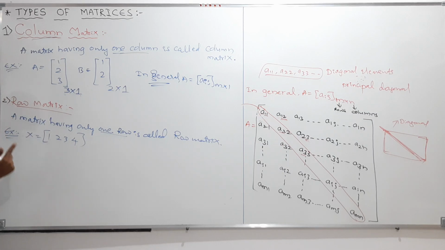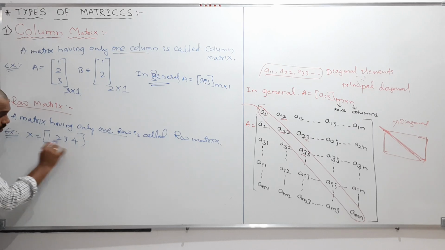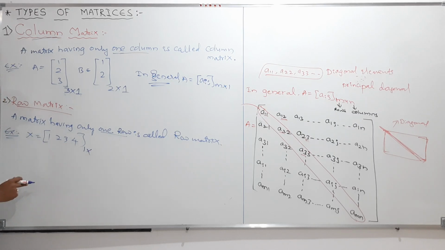But how many columns are there, my dear students? 1, 2, 3, 4. So therefore, how many rows? 1. And what is the order of this matrix? Here, how many rows?